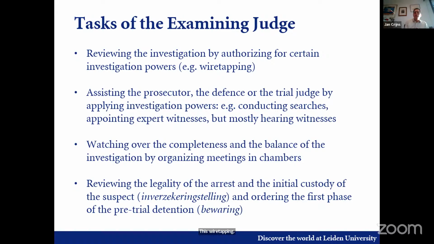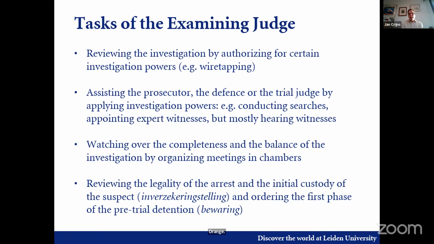But the examining judge also has the option to apply certain investigation powers by himself. Some investigation powers cannot be ordered by the public prosecutor, nor by anyone else, only by the examining judge. And then the prosecutor may ask the examining judge, would you be so kind to use this investigation power? For instance, conducting searches of a home.